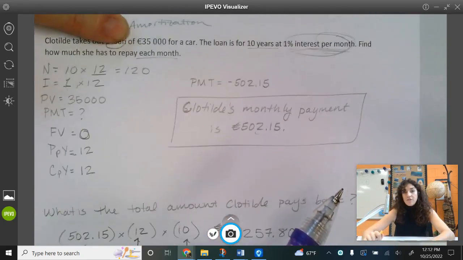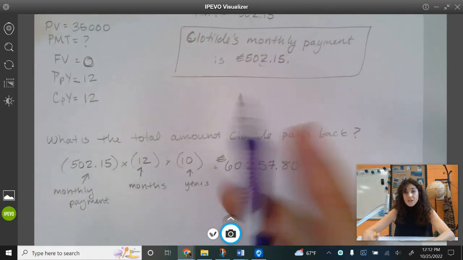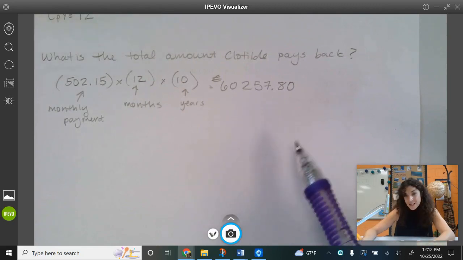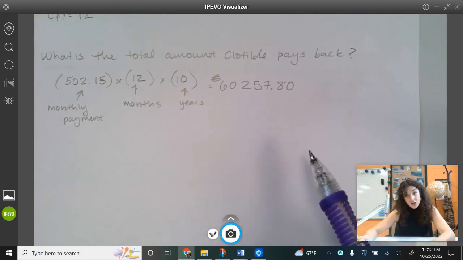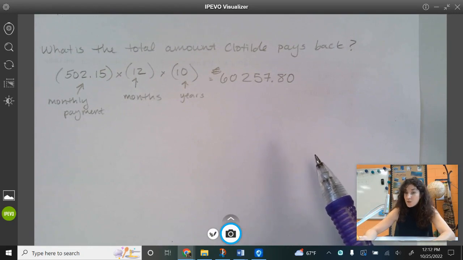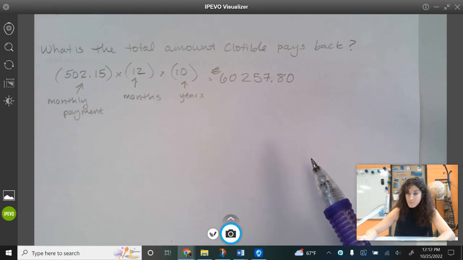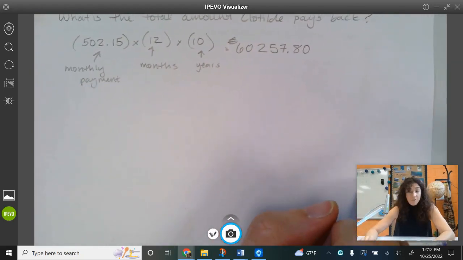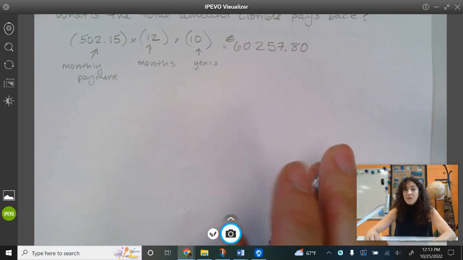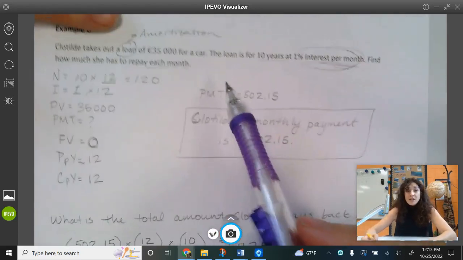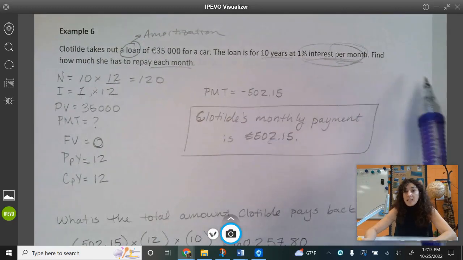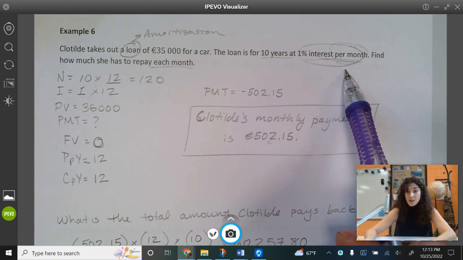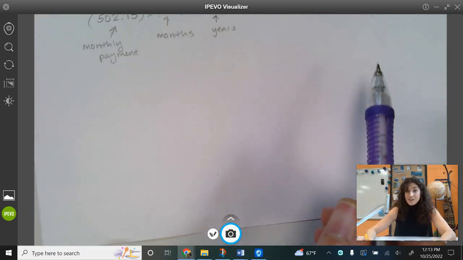Clotilde borrowed 35,000. At the end of 10 years, if this is her monthly payment, she pays back over 60,000 euros. That's just shy of double the amount that she originally borrowed. That's a lot more money. This is one of the many ways that banks make their money. If they say, fine, sure, yeah, we can let you borrow this money if you would like, it's because of the interest. This 1% interest per month that they are charging you for borrowing that money means you're paying more money than you borrowed, right?